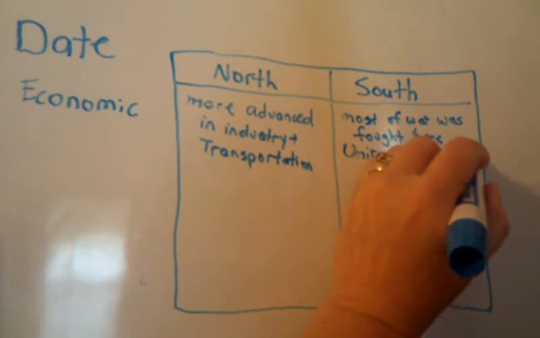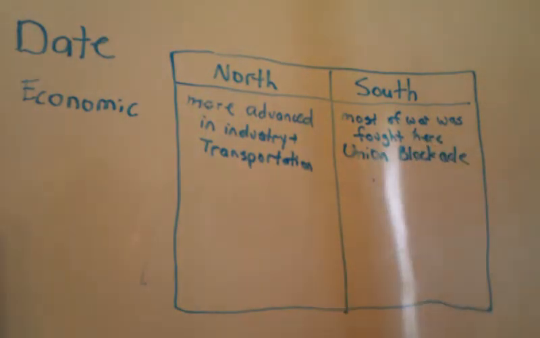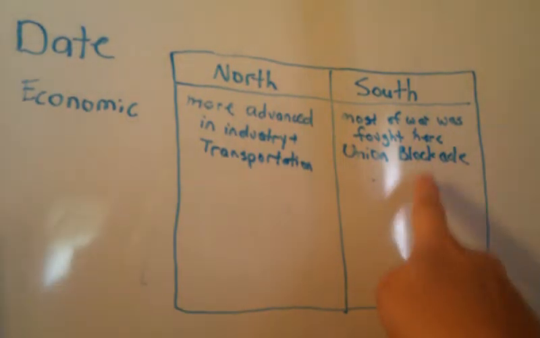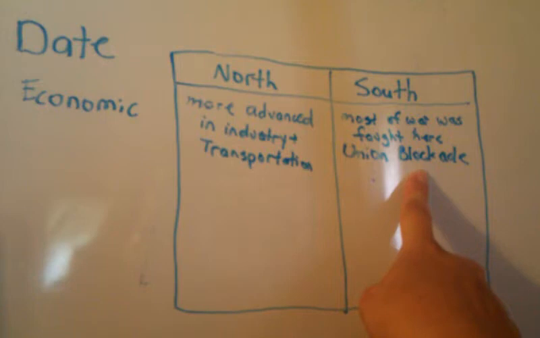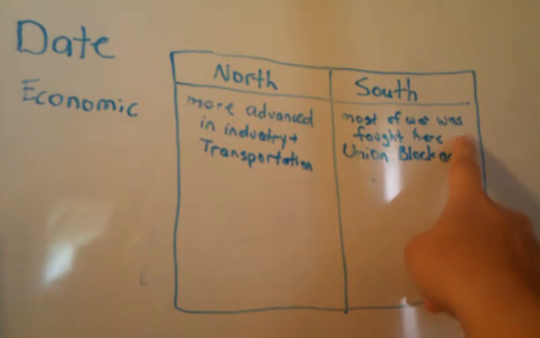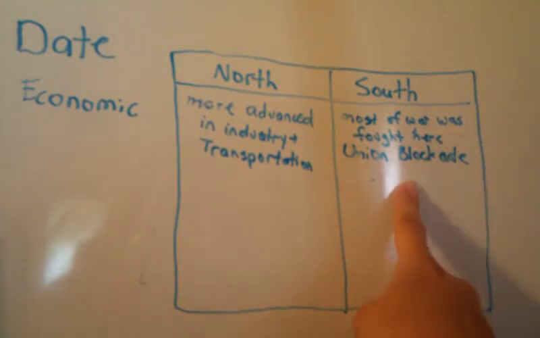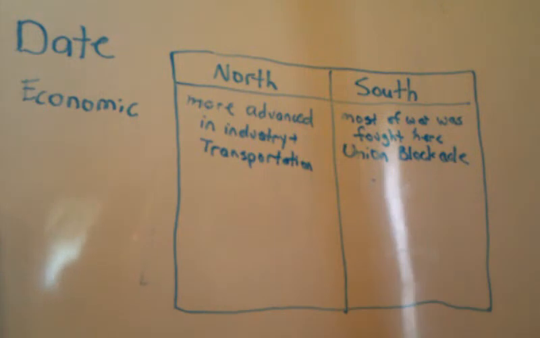Remember the Anaconda Plan? It said in order to defeat the South, you're going to have to block all their ports so they can't trade. So this blockade is hurting them economically as well. Not only is what they have being destroyed, they can't get any from anywhere because their ports are blocked.